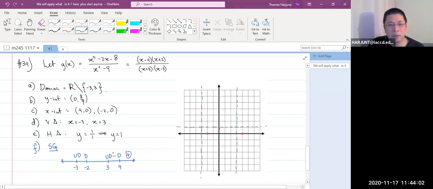The signs go plus, minus, plus, minus, plus. All of them have multiplicity of 1, right? So we know to the right of 4 will be positive. Between 3 and 4, it will be negative. Between -2 and 3, it will be positive. From -3 to -2, it will be negative. And from -infinity to -3, it will be positive. Like that.